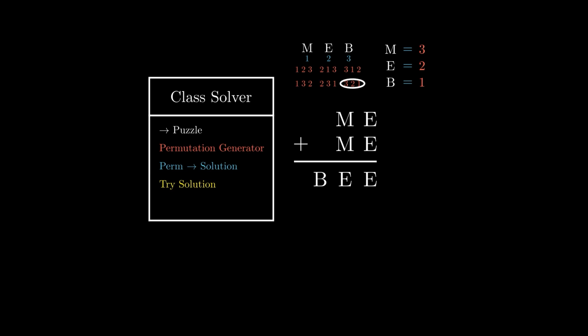As an example, let's try the solution encoded by the original permutation that we chose. The original puzzle was ME plus ME equals B. Our solution map tells us that M should be substituted for 3, E for 2, and B for 1. If we follow this mapping, we get the following statement. Unfortunately, this is not a valid solution. It would be a pretty wonky world we lived in if 32 plus 32 was equal to 122.